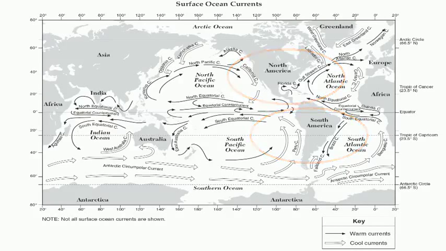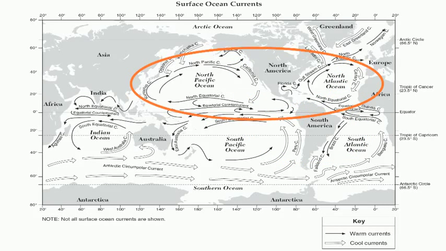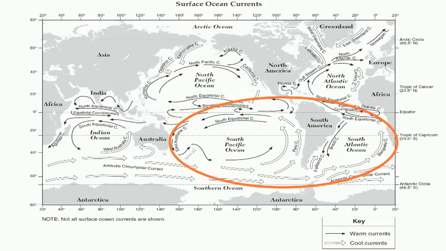If you notice the currents in the northern hemisphere, they are going in a clockwise fashion. They're being deflected to the right. That's what we call the Coriolis effect. If you take a look at your ocean currents in the southern hemisphere, they're being deflected to the left, or they're going counterclockwise. So you see that the Coriolis effect is actually also being depicted in these maps as well.